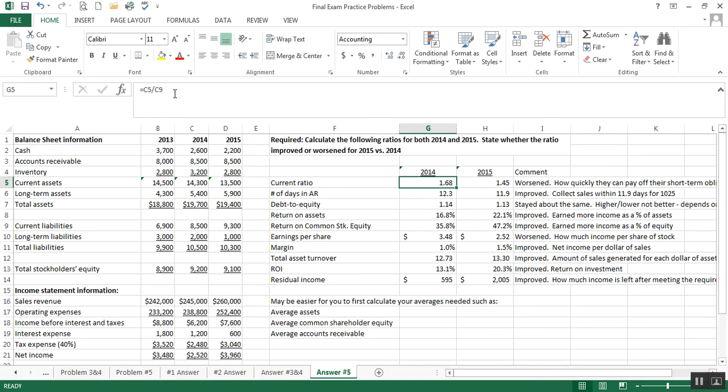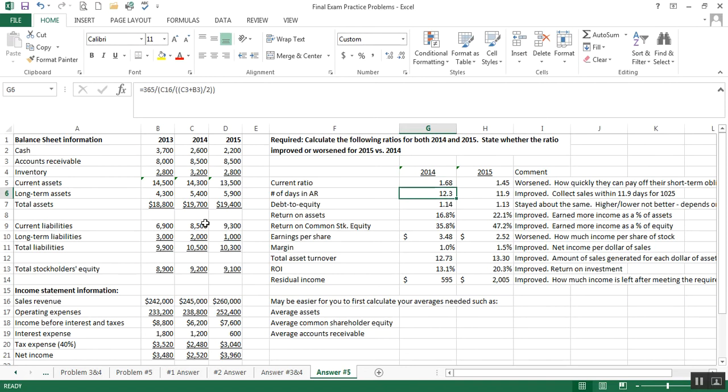The current ratio is your current assets divided by your current liabilities. This is telling us how quickly a company can pay off their short-term debts using only their current assets. Anything above 1 is good. From 2014 to 2015, this ratio worsened because it decreased.